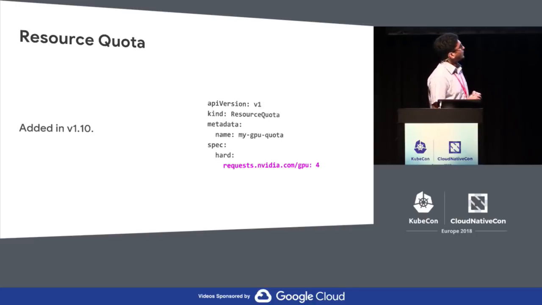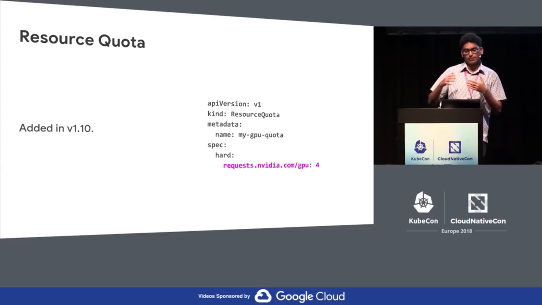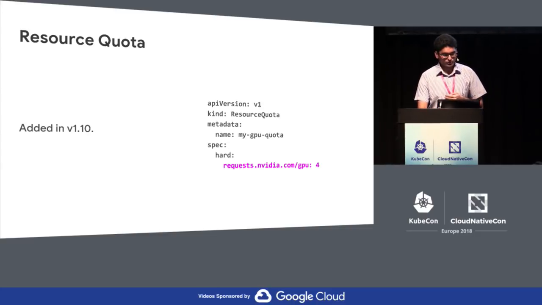In purple, this is saying that whenever this object is created in a particular namespace, the total number of GPUs that can be used by different pods or a single pod in that namespace is 4. So you can set limits like that per namespace using resource quotas.